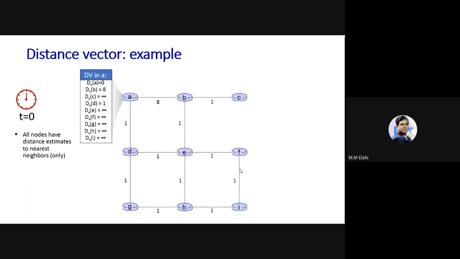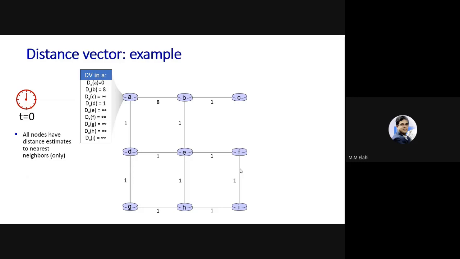Just see an illustration. Suppose this is a topology where there are connections as shown and costs as given at time t0. When the calculation starts, every node will have its initialization, like here the initialization for A is shown. We call it the distance vector for A. See, dA to A will definitely be 0, but dA to B is direct cost 8, dA to D is direct cost 1.